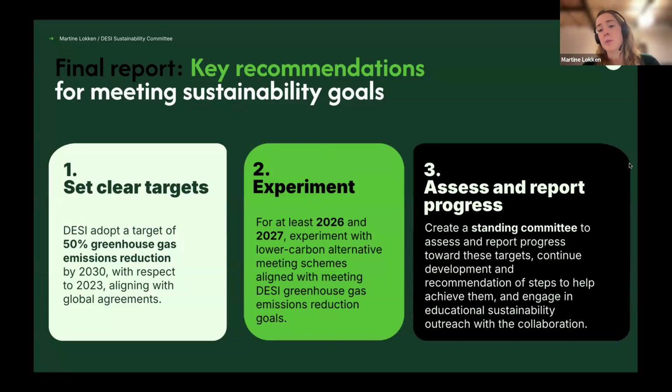So since this report has been out, I will say number 1 and 3 haven't been totally put in place yet. So there's not been an official vote yet for the adoption of this target. And then in terms of creating some kind of standing committee or standing institution to assess the progress, that's also still in flux.